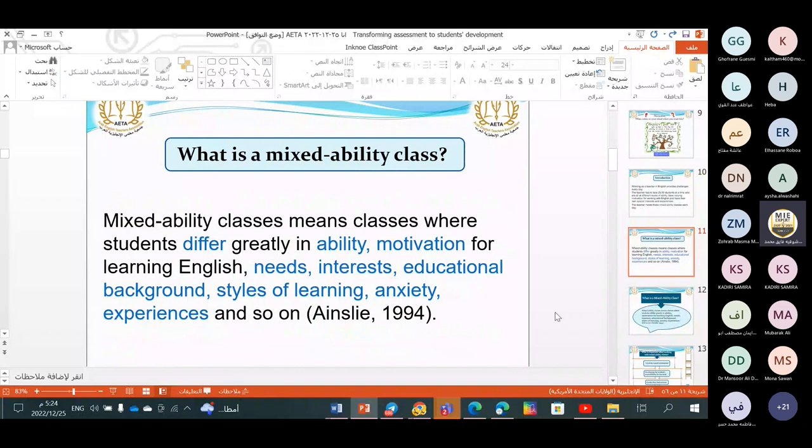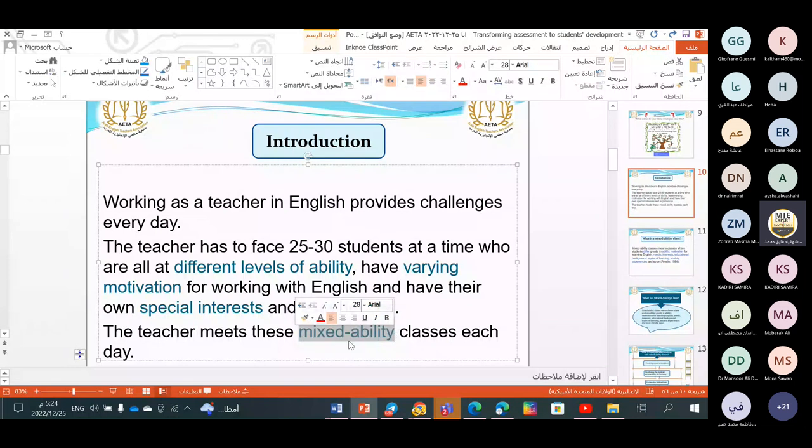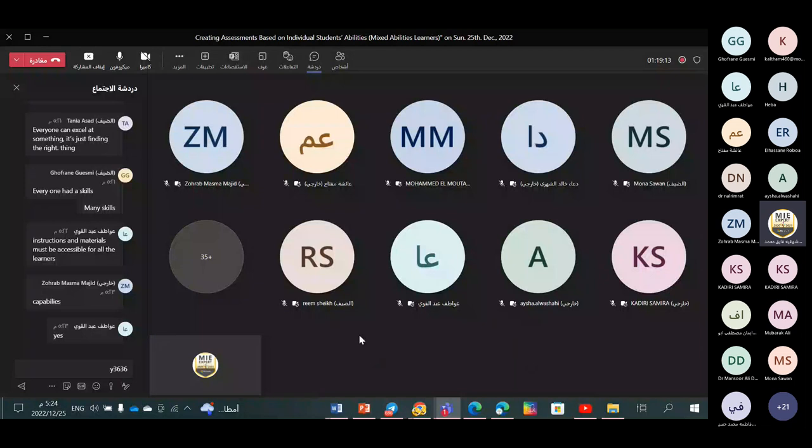So what is a mixed ability class? You can answer now. What do we mean by a mixed ability class? Can you interact? Yes, you can either raise your hand or write in the chat box. What is a mixed ability class?